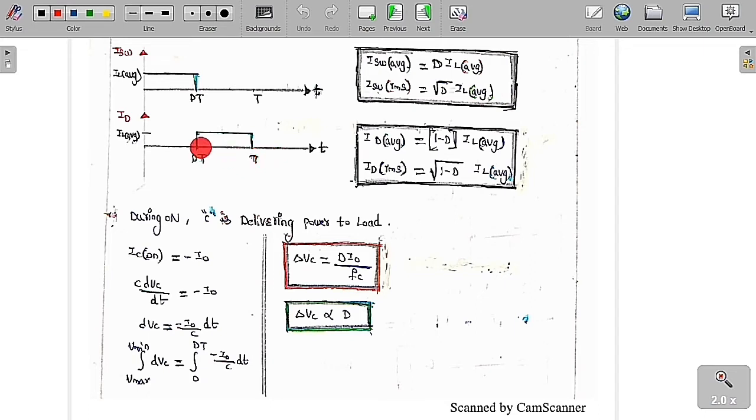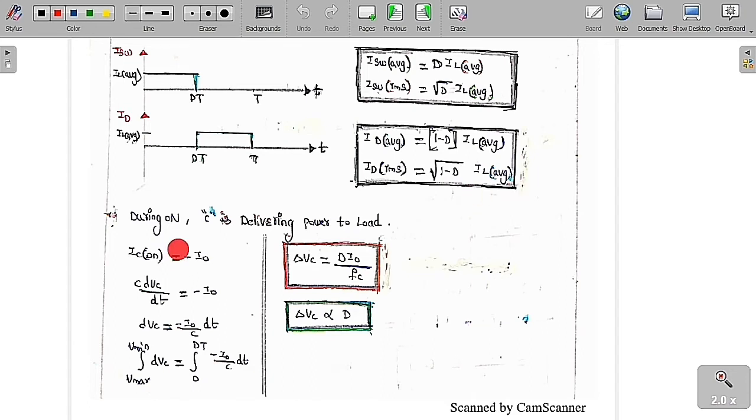And similarly, if you want to find the diode current average value. See, while the switch is on, the diode is off, so its current is 0. Whereas from dt to T, the switch is off, so whatever the inductor current is also flowing through the diode, so therefore, IL average is going to flow in this manner. So this is the thing we are going to get. So the average value of diode current is equal to IL average into T minus dt by T, you are going to get 1 minus D into IL average. Similarly, the RMS value of the diode current is equal to IL average into under root of T minus dt by T. Dt cancels, we are going to get IL average into under root of 1 minus D.